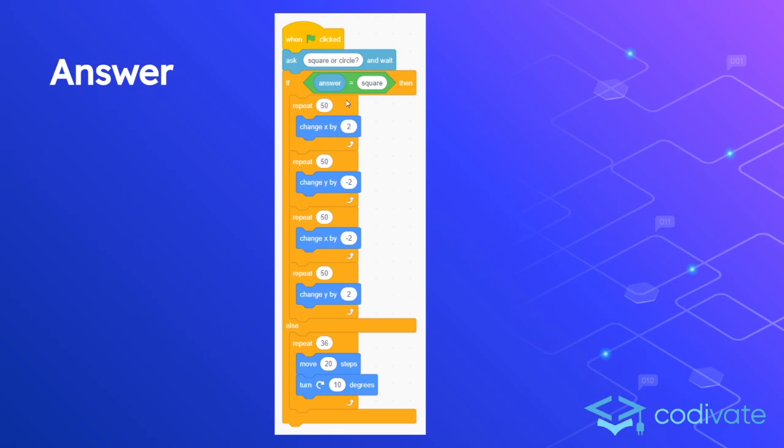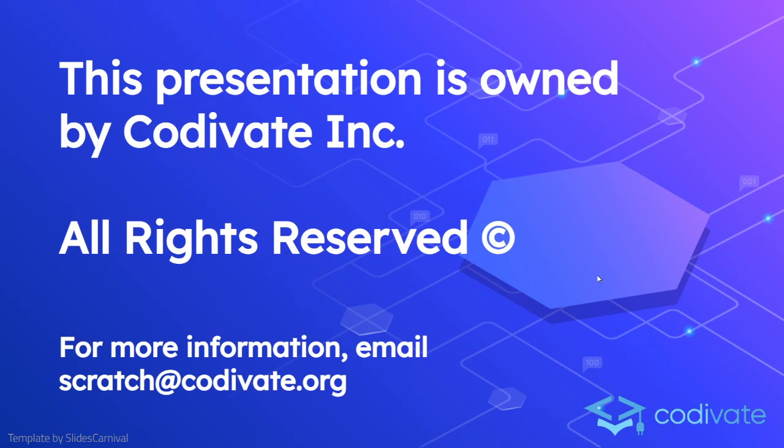And this is the same exact thing, except the way this person did it is they had an else, so that if you don't type in square, it'll just default to circle. But either way is valid, depends on what you want. And that is all for this lesson.